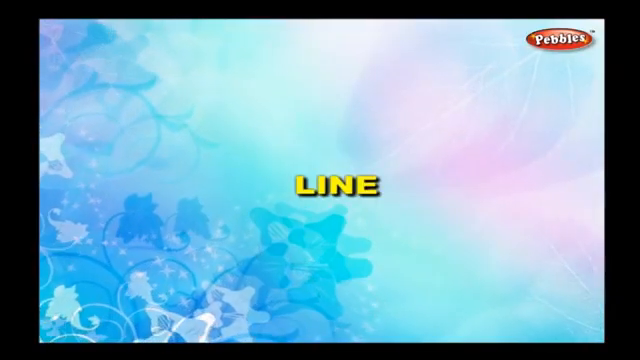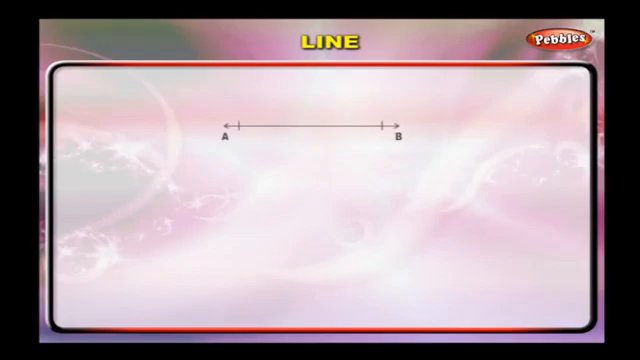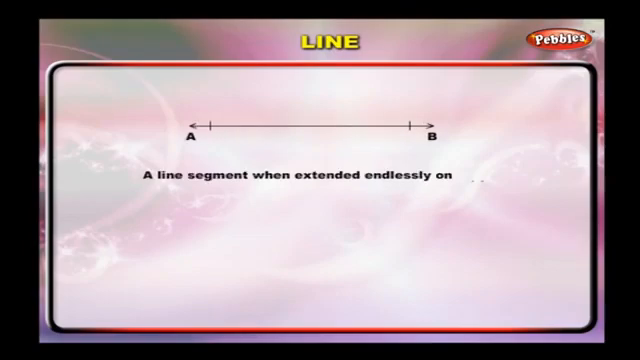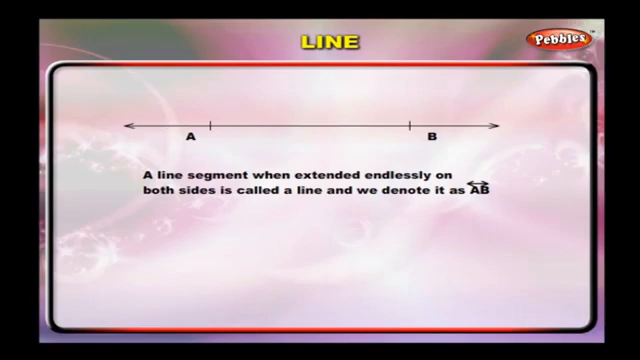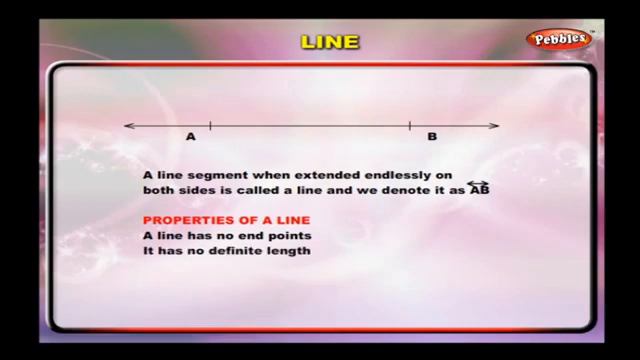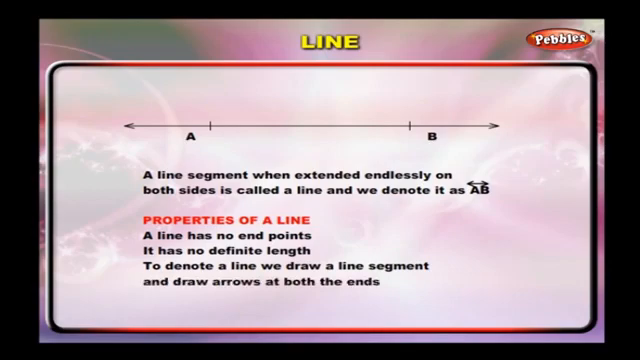Line. A line segment, when extended endlessly on both sides, is called a line, and we denote it as AB. Properties of a line. A line has no end points. It has no definite length. To denote a line, we draw a line segment and draw arrows at both the ends.